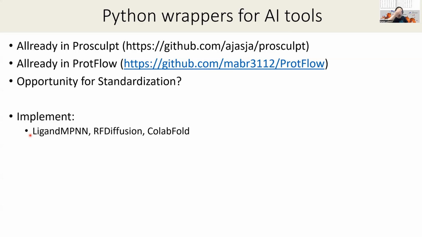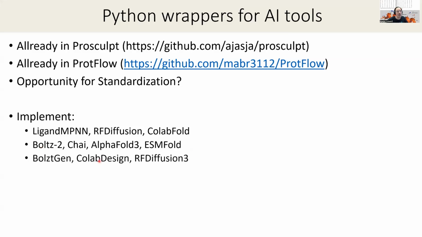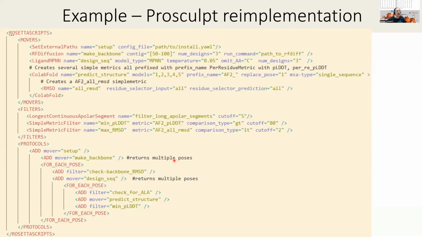And in the future, the first three that we plan to implement are LigandMPNN, RFdiffusion, and ColabFold. So that's the basic set. But then it would be very easy to add Boltz, Chai, ESMFold, AlphaFold, ColabDesign, or RFdiffusion tree. And this is how I envision that a RosettaScript will look.